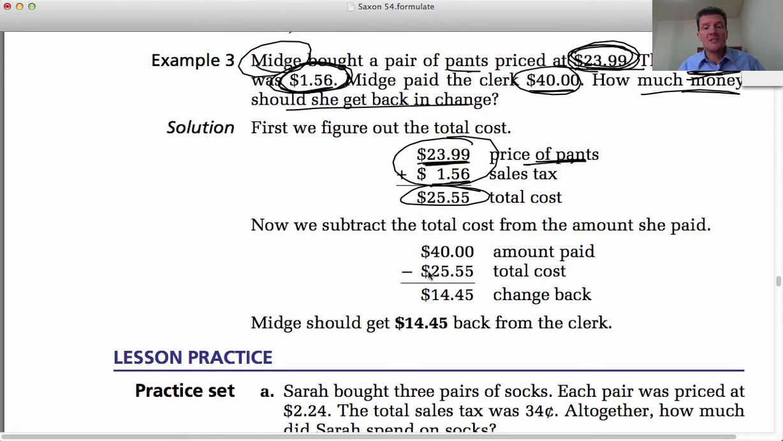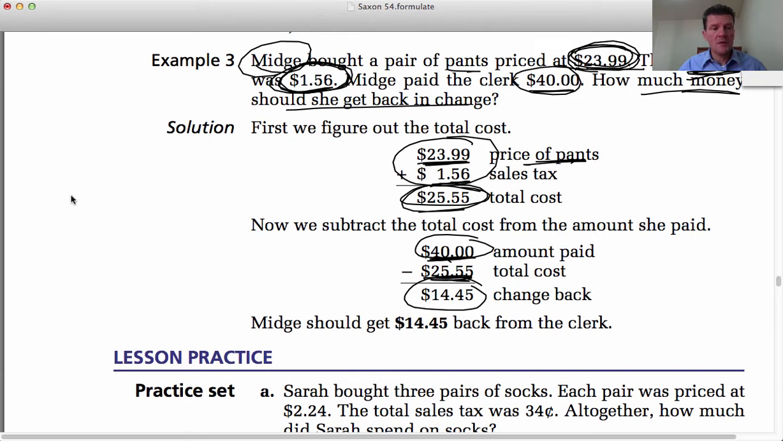But she has $40. Let's say two $20 bills. So she has to give the clerk two $20 bills. That's a total of $40, but she doesn't owe $40. She only owes $25.55. So the clerk at the store needs to give the difference back to you. Let's figure out what that difference is. You take $40, subtract what you owe, and this is the amount that you get paid back.